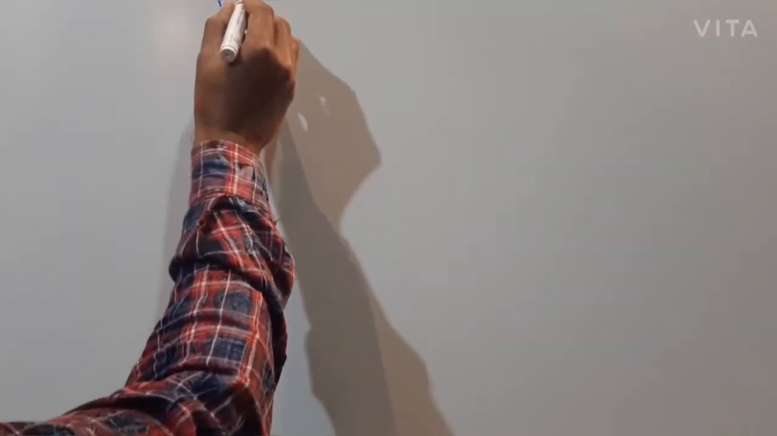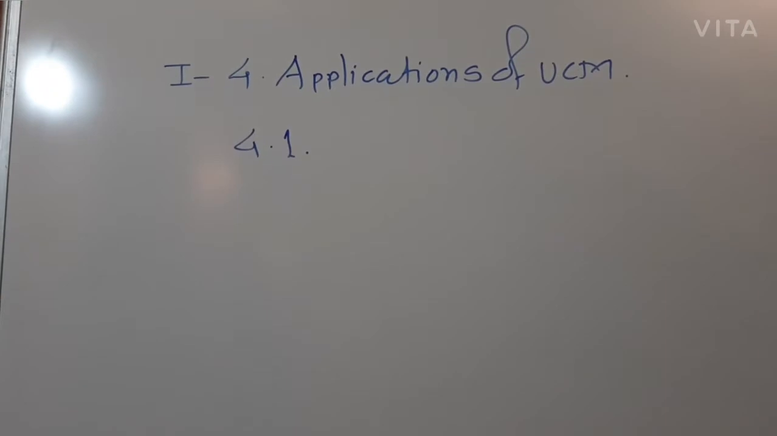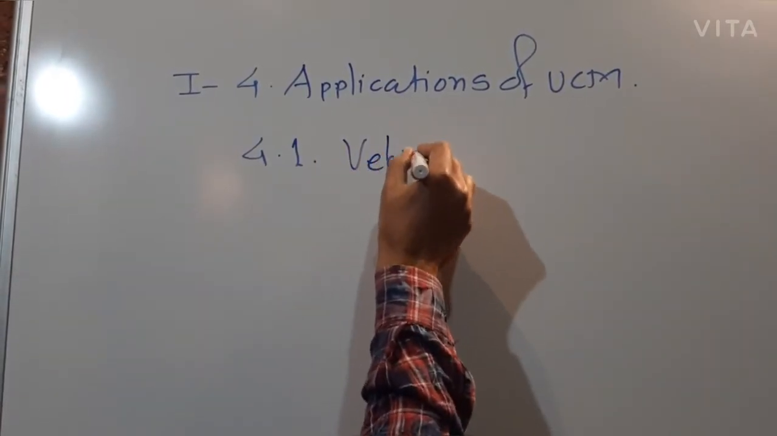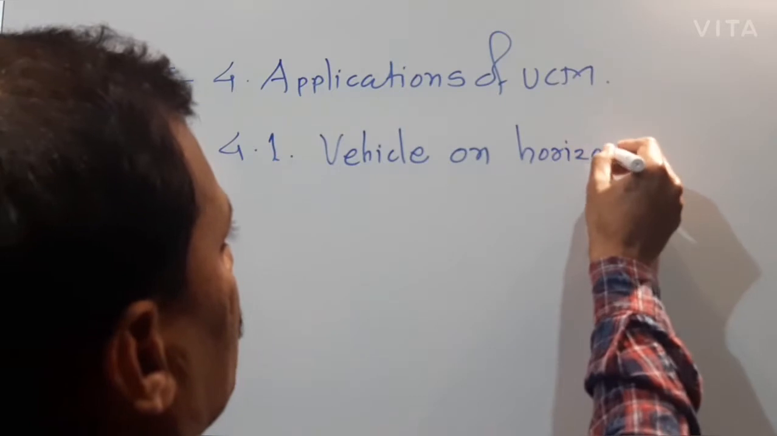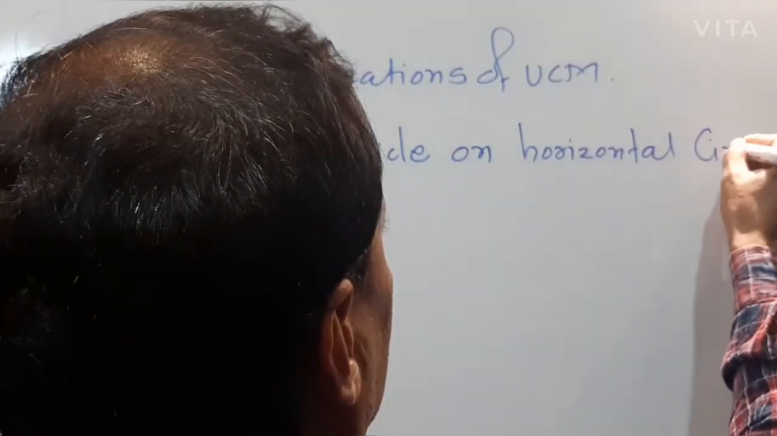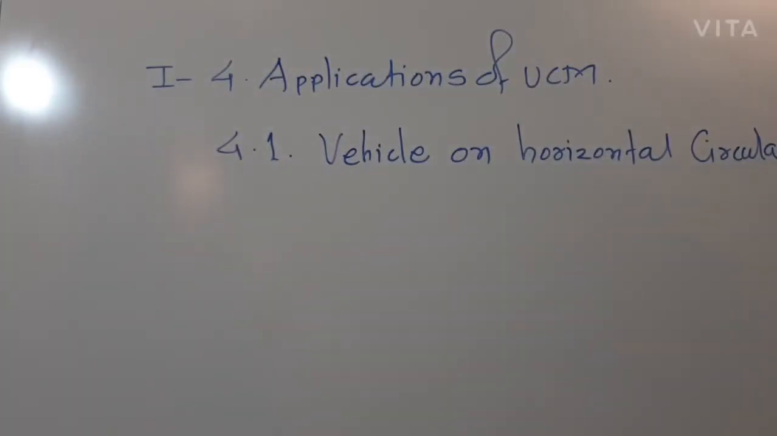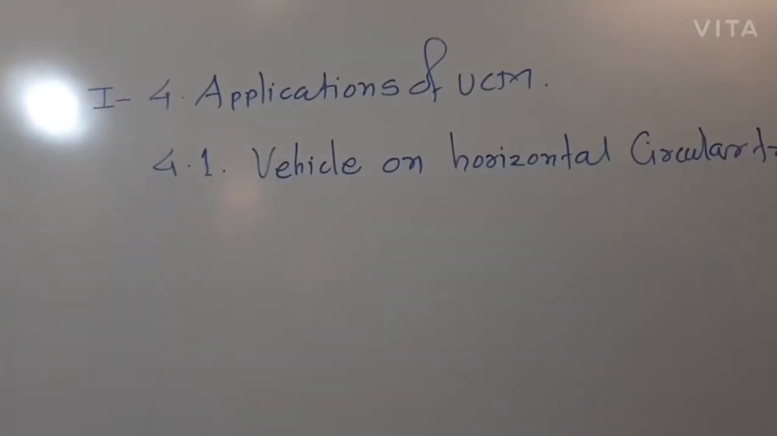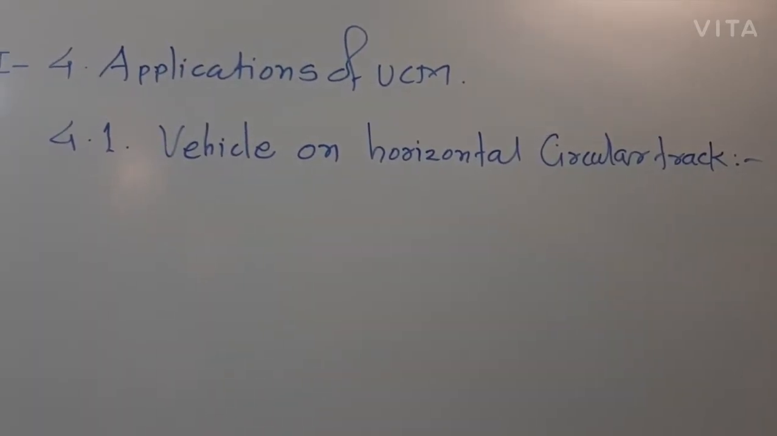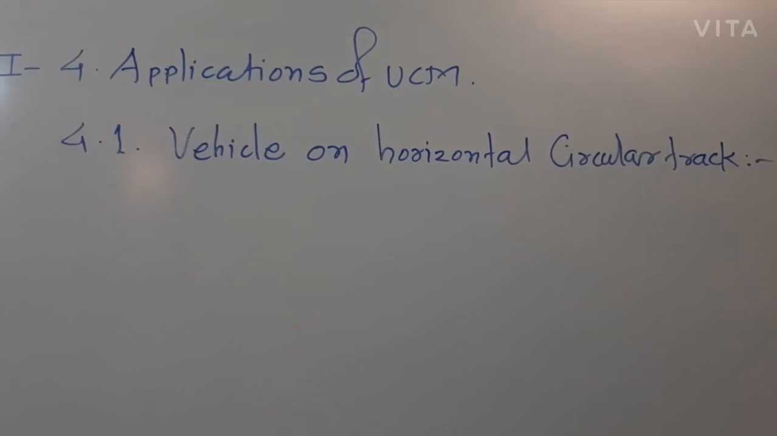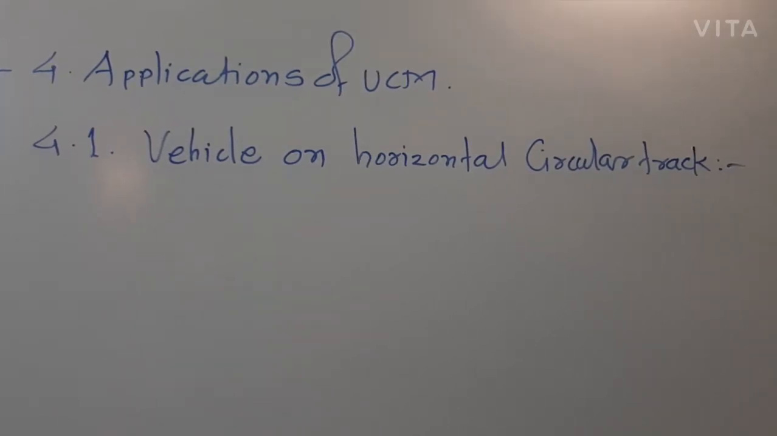Write down the first point in the application. First point, vehicle on horizontal circular track. This is our first application. Write down fourth point, applications of UCM, in which the first application is vehicle on horizontal circular track.